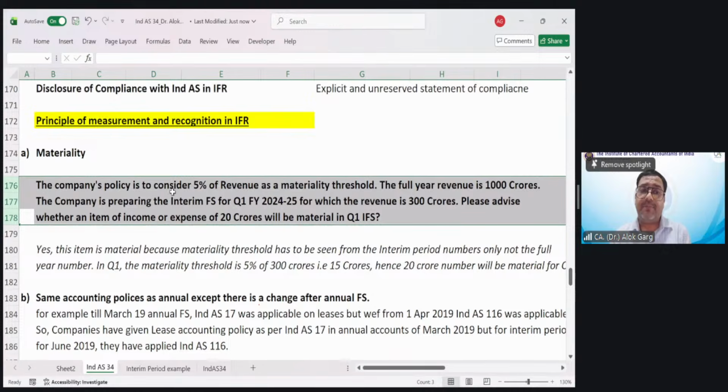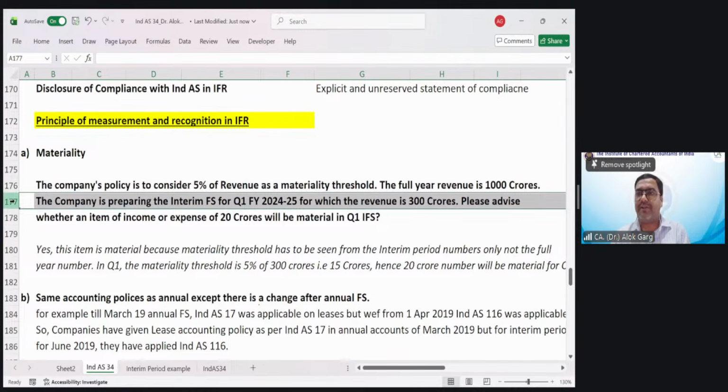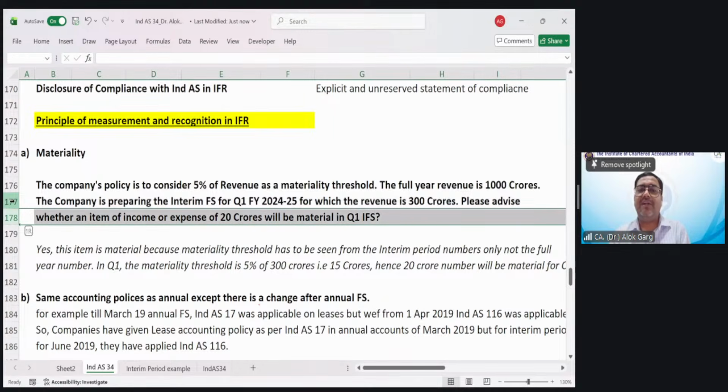But the company is preparing the interim financial statement for Q1 24-25, for which revenue is 300 crores, right? What is 5% of 300 crore? 15 crore. Please advise whether an item of income or expenses of 20 crore will be material in Q1 interim financial statement.